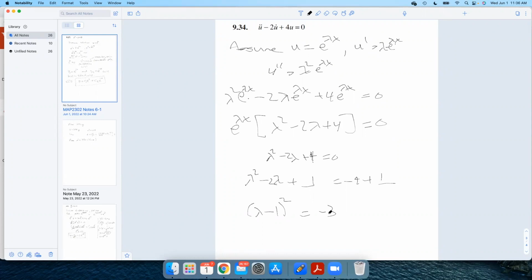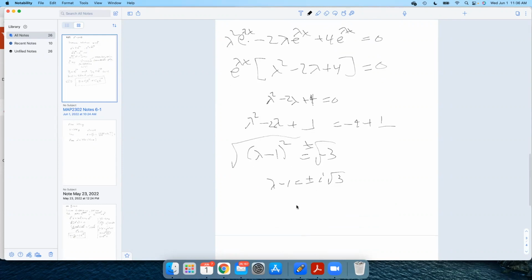Over here, we get -3. Take square root of both sides. Don't forget our plus or minus. I get lambda minus 1 is plus or minus i times √3. So lambda will be 1 plus or minus i√3. We have complex solutions.